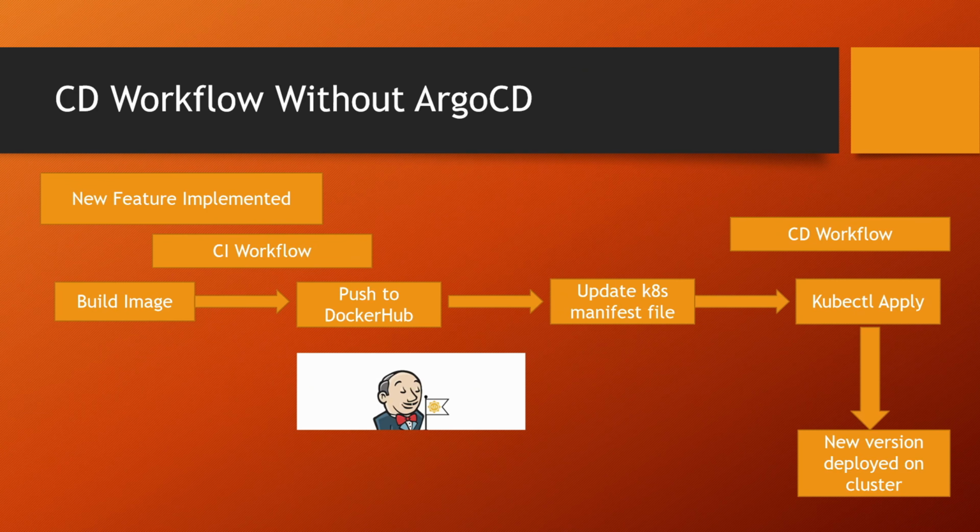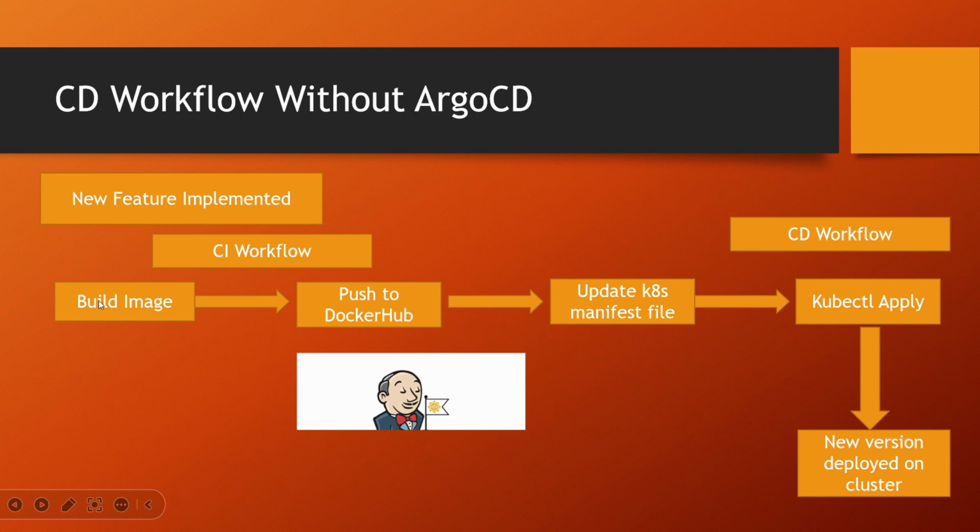Now let's see, without ArgoCD, what was happening? We were creating a single Jenkins pipeline, which was responsible for building that particular image, then pushing it to the registry. After that, it would update the Kubernetes manifest file. Let's say you now have a new image tag. That new image tag you have to update in your Kubernetes manifest file. Those things were done by the Jenkins pipeline too. After that, Jenkins would run the kubectl apply command and your new version would be deployed on the Kubernetes cluster.